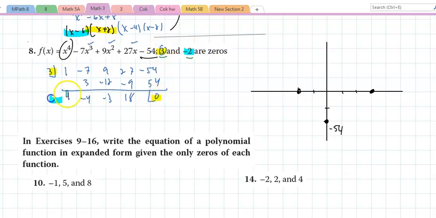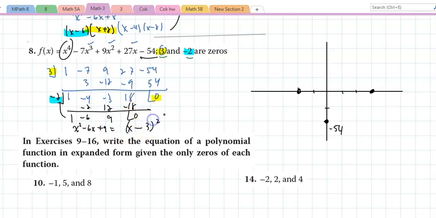The second zero, I'll continue on where the first one leaves off, and it doesn't matter which one you do first. Drop the first number, negative 2 and negative 6, multiply those, that's a 12, that's a 9, negative 18, and a 0. And this is x squared minus 6x plus 9. Well, I know what that is. That is x minus 3 squared times the yellow factor times the blue factor. The yellow factor is x minus 3, and the blue factor is x plus 2.